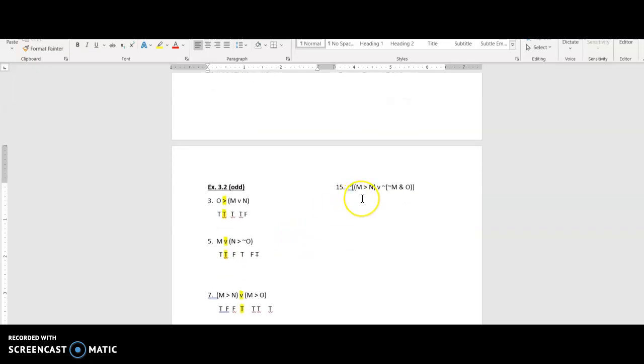All right, and 15. So 15. Oh, that's right. I'm in a different column. All right. Notice there's only one operator outside of parentheses. It's this negation. So everything else is inside the brackets. So we have to do all that stuff inside the brackets first, and then apply the negation to it.